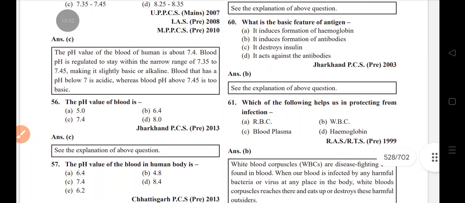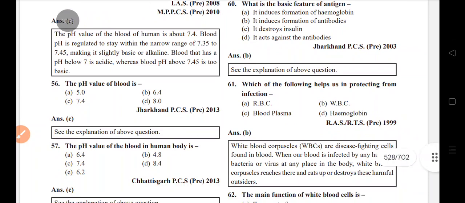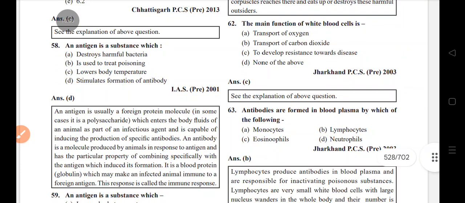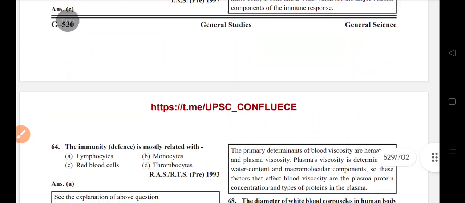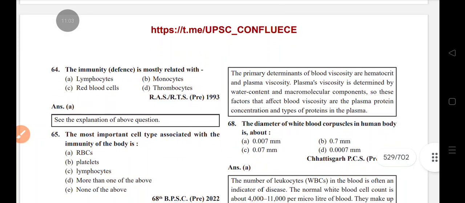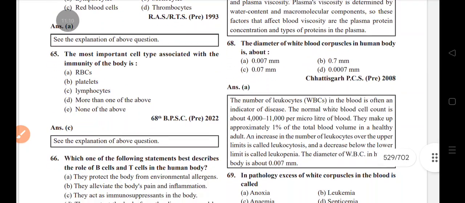Which of the following helps us in protecting from infection? WBC. The main function of WBC is to develop resistance towards disease. Antibodies are formed in blood plasma by which of the following? Lymphocyte. Immunity is mostly related to lymphocytes. The most important cell type associated with the immunity of the body is the lymphocyte.